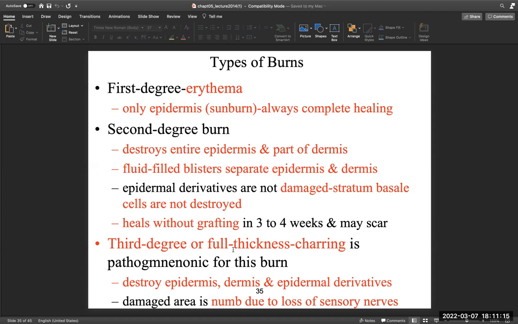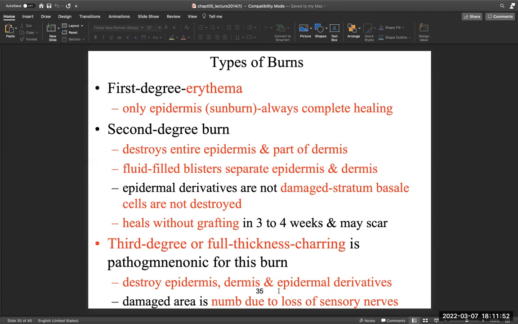Now, in third degree or full thickness burns, you will have burning all the way through the dermis, all the way into the subcutaneous tissue. Like we mentioned, blistering is indicative of a second degree burn. Well, charring is pathognomonic, meaning a really strong indication, of a third degree or full thickness burn. So we see charring, right? When we see charring, the epidermis, dermis, and anything lower than that will get destroyed.